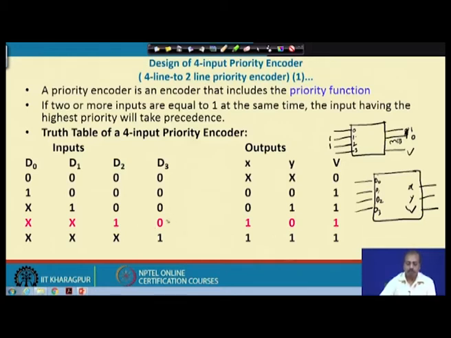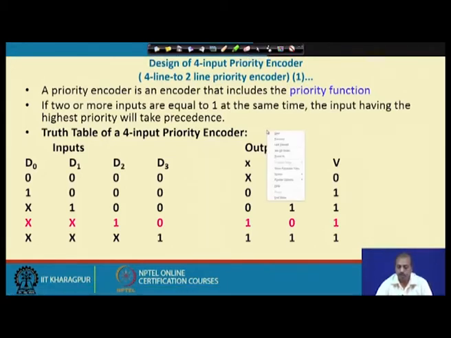On the other hand, if D3 remains 0 and D2 equal to 1, we do not consider D1 and D0. With D3, D2 both equal to 0 and D1 equal to 1, we do not consider D0. We consider D0 only when D1, D2, D3 all of them are equal to 0. So, D3 has the highest priority, followed by D2, followed by D1, followed by D0 for getting identified at the output. This is the function of this priority encoder. We have 4 inputs and there are priorities: priority of D3 is the maximum, followed by D2, followed by D1, followed by D0.